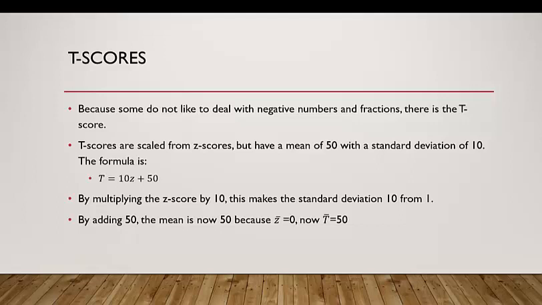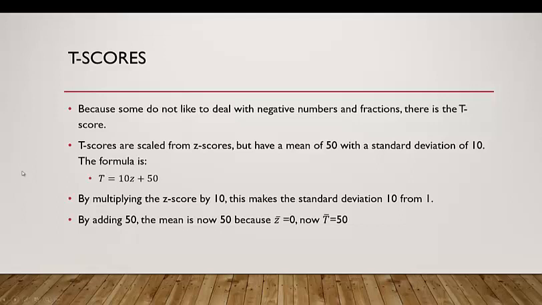T-scores are scaled from the z-scores, but instead of a mean of 0 and a standard deviation of 1, t-scores have a mean of 50 and a standard deviation of 10. Now, I'm a visual learner, and in just a minute I'm going to show you why all this is important and where all this fits on our curve. But for now, just bear with me. You have a copy of this PowerPoint that you can download.